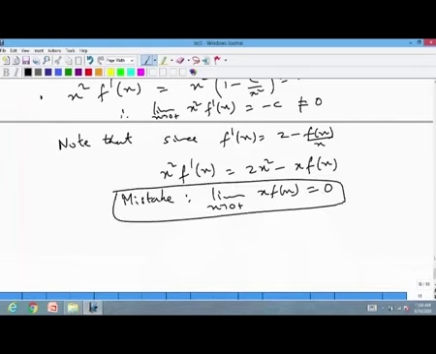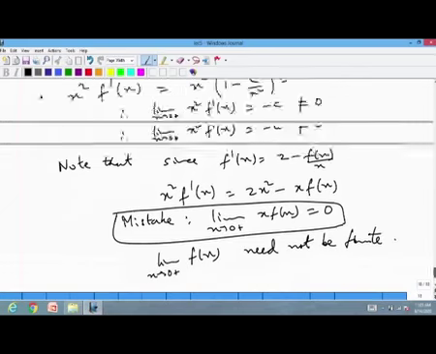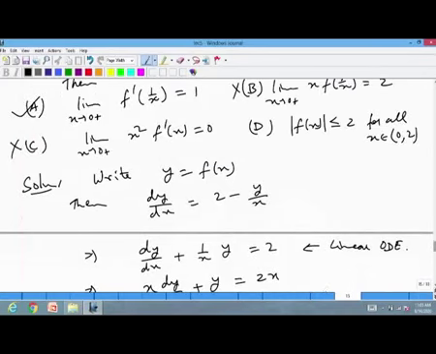This need not be true because this limit of f x as x approaches 0 might be infinity or minus infinity. So, limit f x as x approaches 0 plus need not be finite. So, if you thought that this limit is equal to 0, then you will think that option C is correct, but it is not correct.